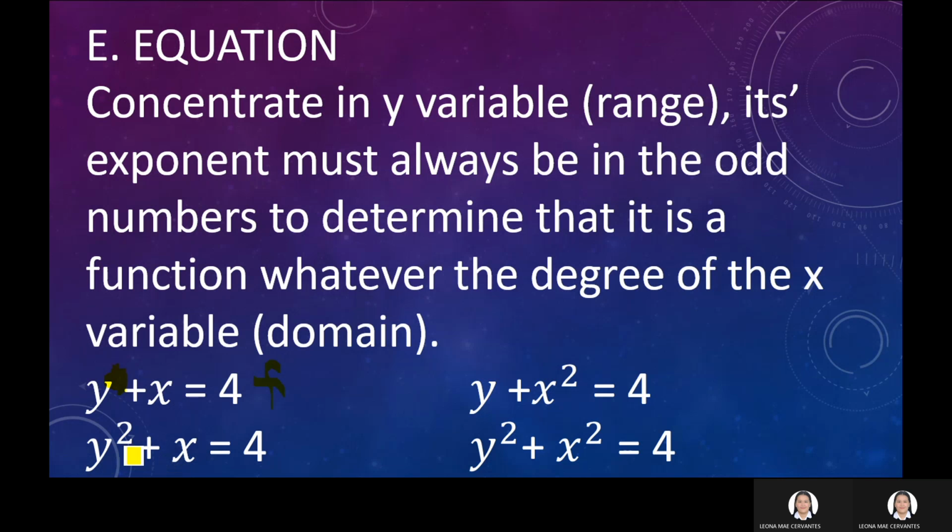Next, another example, we have y squared plus x equals 4. Since the exponent of y is 2, which is an even number, then y squared plus x equals 4 is an example of relation.